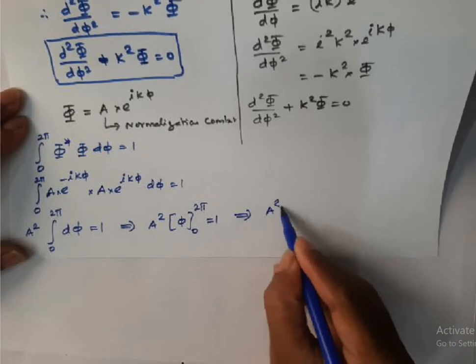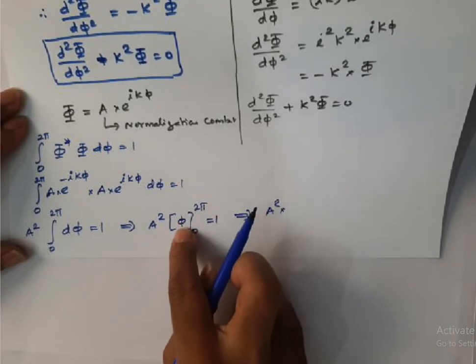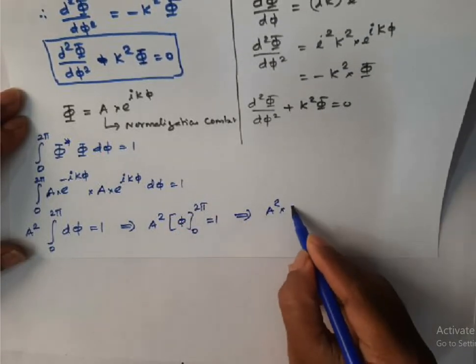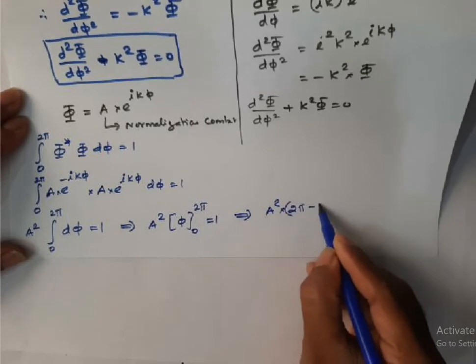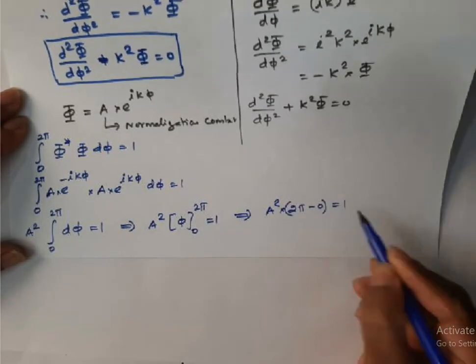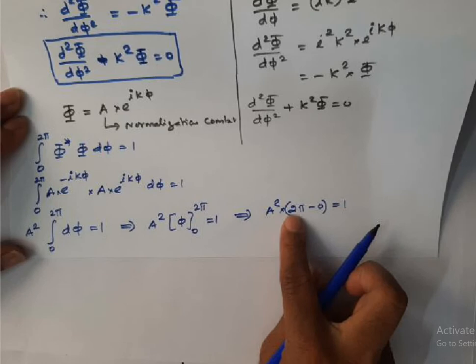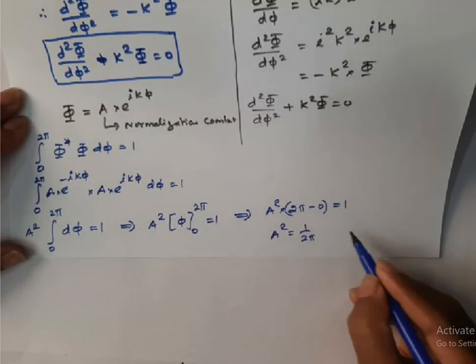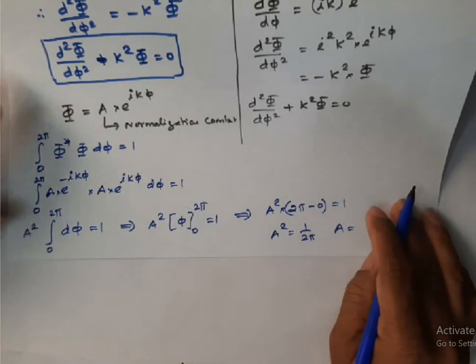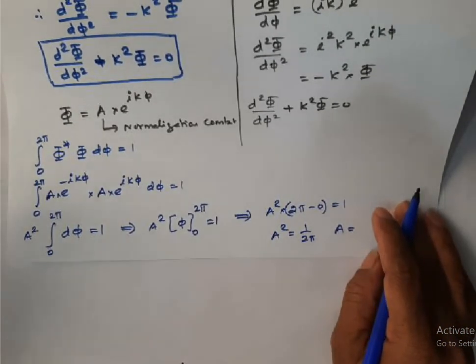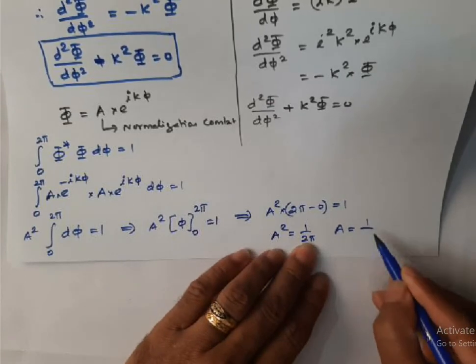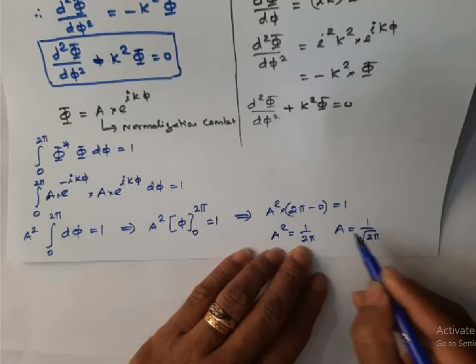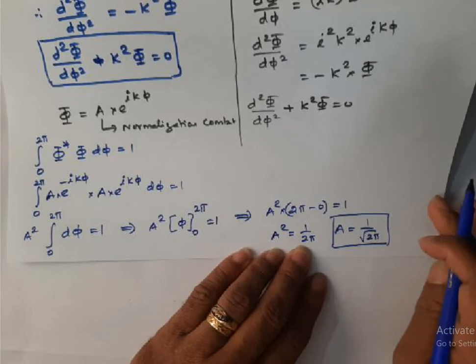Therefore A square, I'll put the upper limit here. In place of phi, I'll put the upper limit 2 pi. The lower limit is anyway 0, so you need not worry about that. So A square into 2 pi equal to 1, or A square equal to 1 by 2 pi, or A is equal to, you will get plus or minus. By convention we take only the positive value. Therefore A is equal to 1 by square root of 2 pi. So this is the normalization constant value.